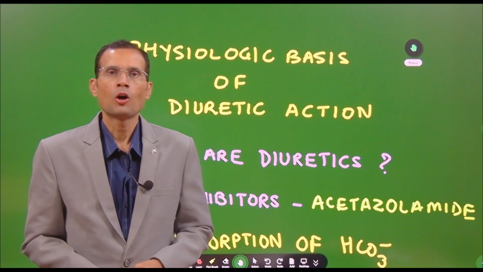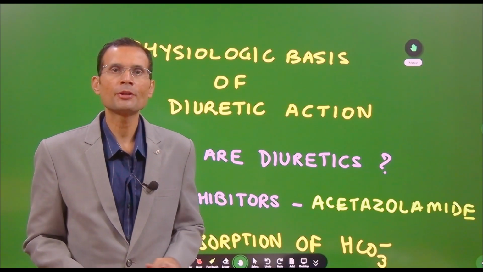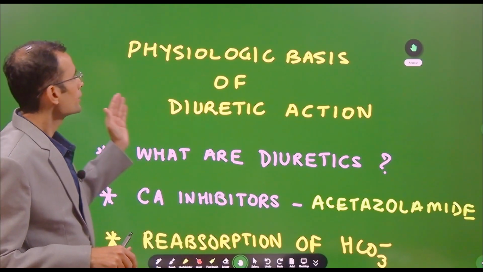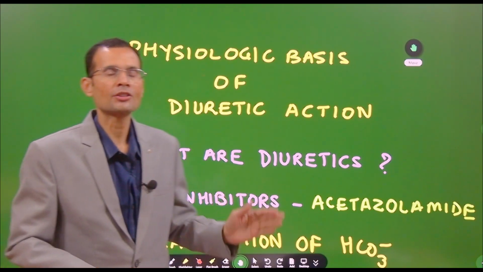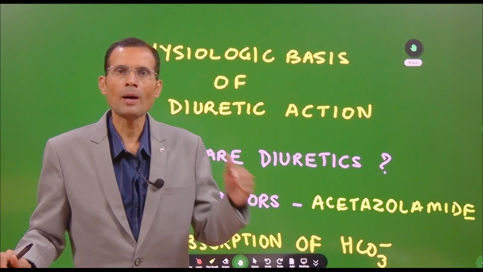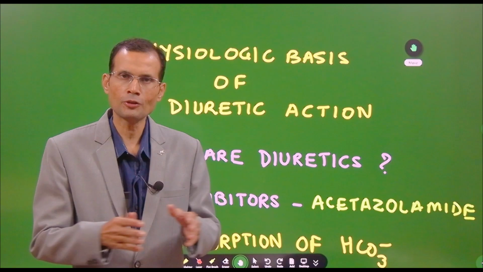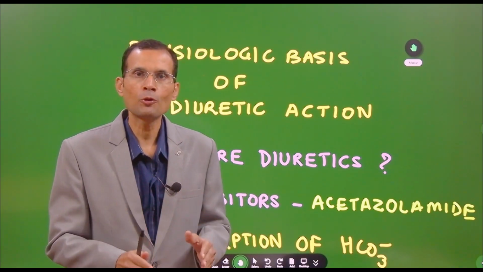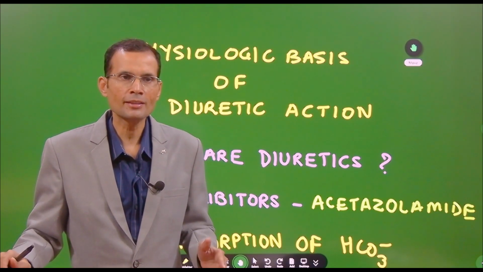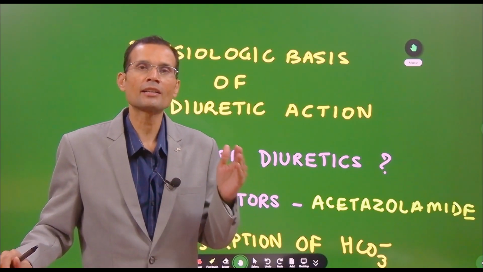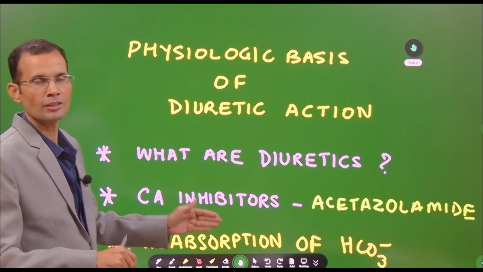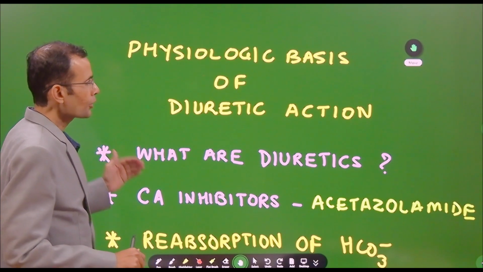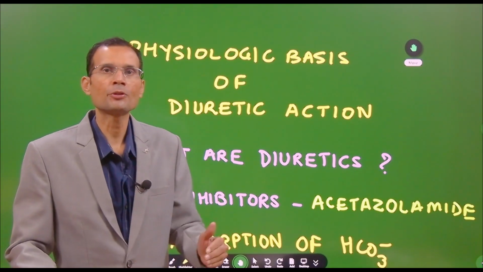Hello friends, on the suggestion of a student, I am recording this video. Rather, I will be recording different videos on the topic, the physiologic basis of diuretic action. I'm going to divide it into parts because there are lots of diuretic categories and therefore the video would be much longer. Today in this video, we will be describing one particular category, and that is carbonic anhydrase inhibitors, the prototype being acetazolamide, and the physiologic basis of its action as a diuretic.